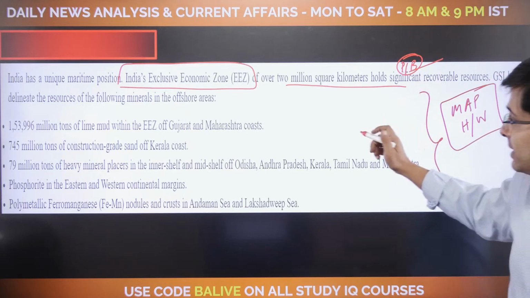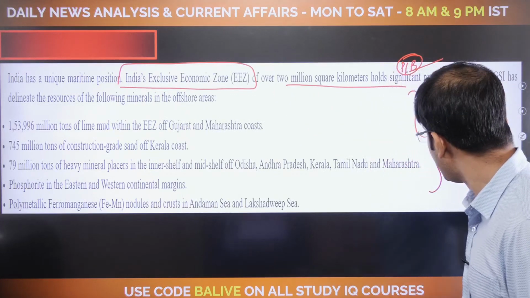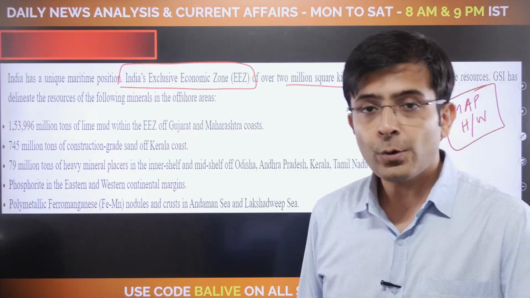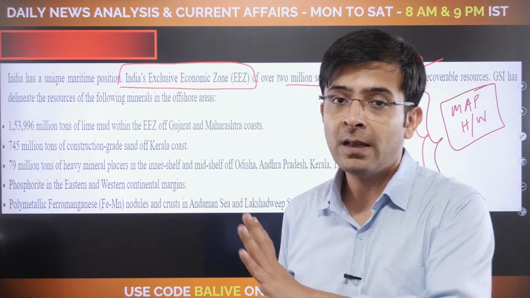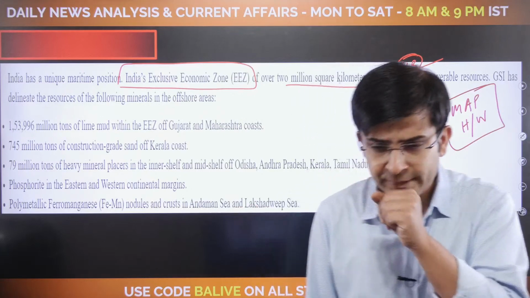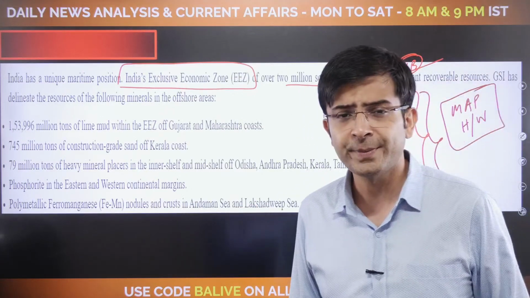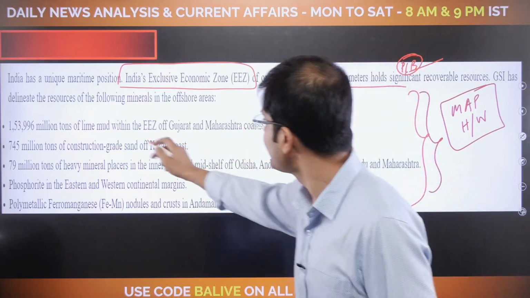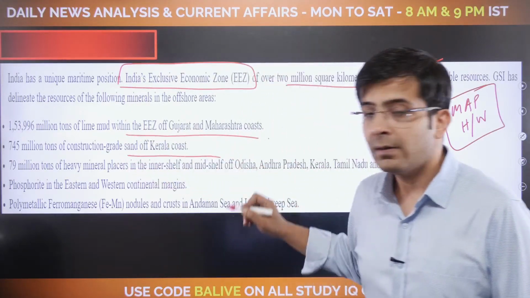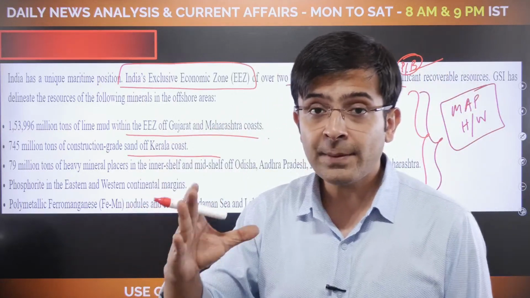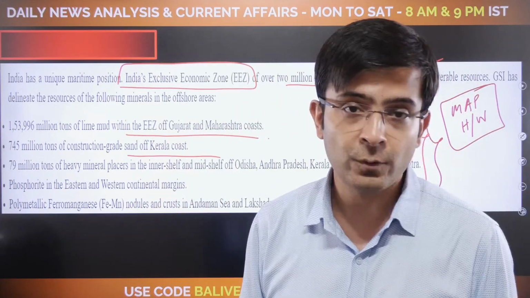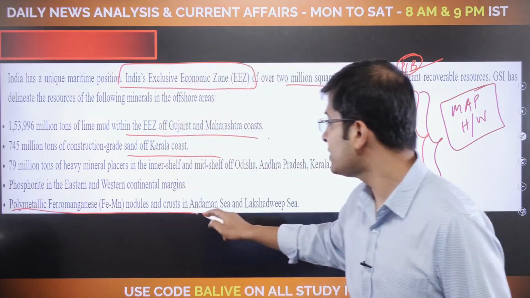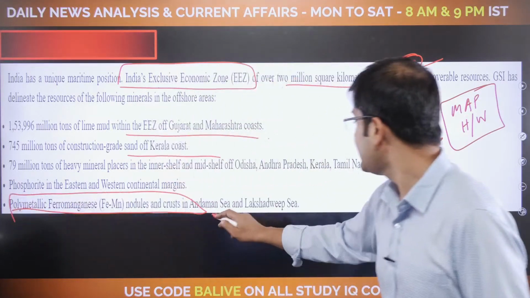What I want you to do is, this particular PIB article mentions these 5 areas. Please go ahead after the class, spend 5 minutes, look at the map and locate each of these. Where is monazite sand? Where are the polymetallic nodules that are being found? Look at this, it talks about the polymetallic ferromanganese nodules in the Andaman Sea and Lakshadweep Sea.